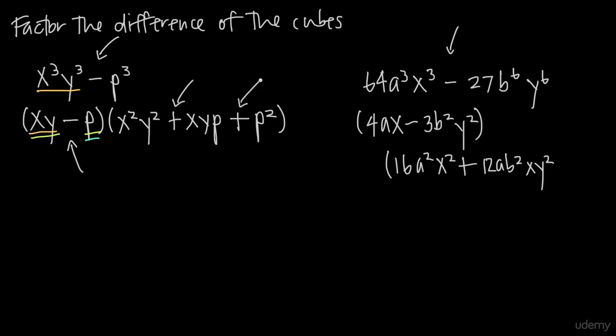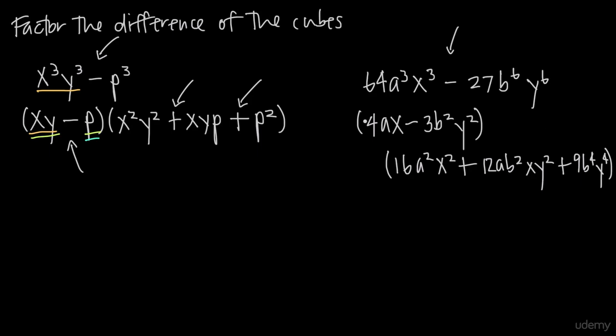Then we always add again as part of our formula, and then we take the last term squared. Our last term here is 3b squared y squared. We're going to square it, and we're going to get 9b to the 4th y to the 4th. And now we're done factoring the difference of these two cubes. If we want to double check ourselves, we can always FOIL this back out.